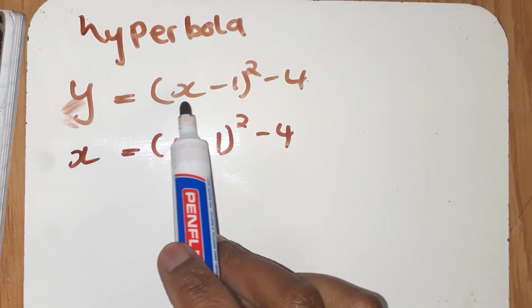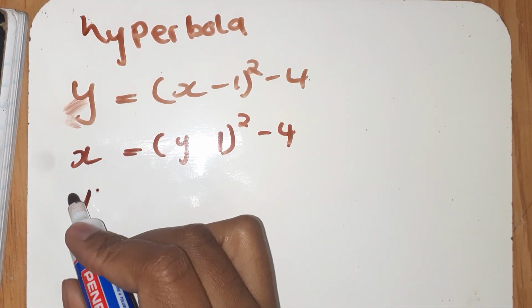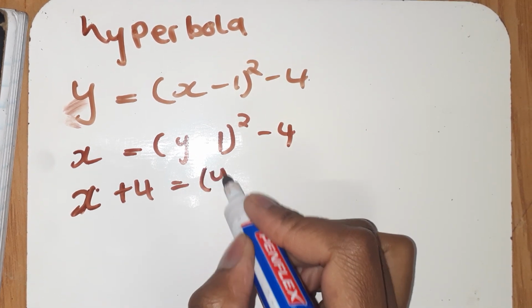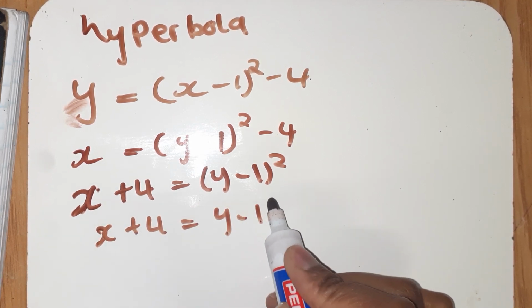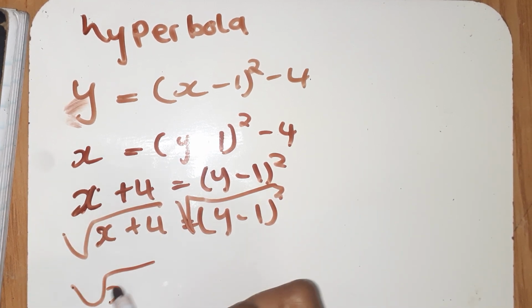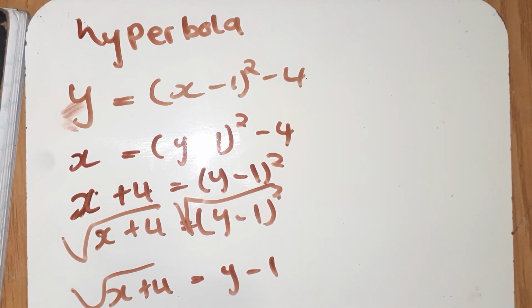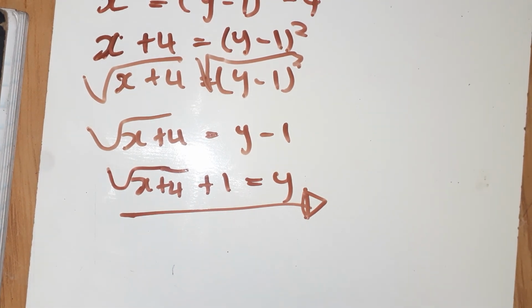For the parabola, y equals x minus 1 squared minus 4. Then we make y x and x y. So x, the 4 will come this side, that will be plus 4, equals y minus 1 squared. So we want to get rid of this squared. So what we do is we square root both sides. So we will have root x plus 4 equals y minus 1. Then we'll take plus 1, it's not in the square root, equals y. So this will be the equation of the inverse for a parabola.